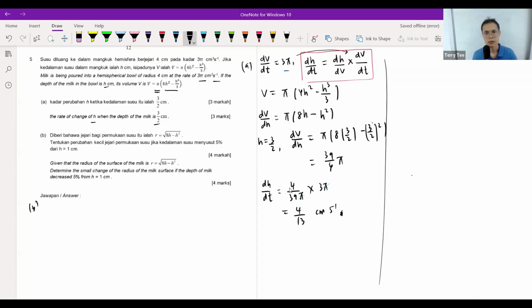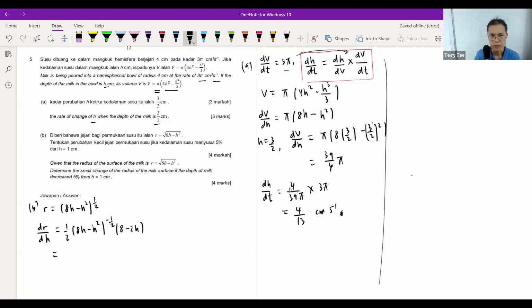Okay, so for part B, you are given the radius of the surface of the milk, r equals square root. For the square root, I'm just going to put this as power half. So when we differentiate dr/dh, you bring the power down, copy the bracket, reduce the power by 1 to negative half, and differentiate inside the bracket. When you differentiate 8h, you get 8. Differentiate h squared, you get minus 2h.